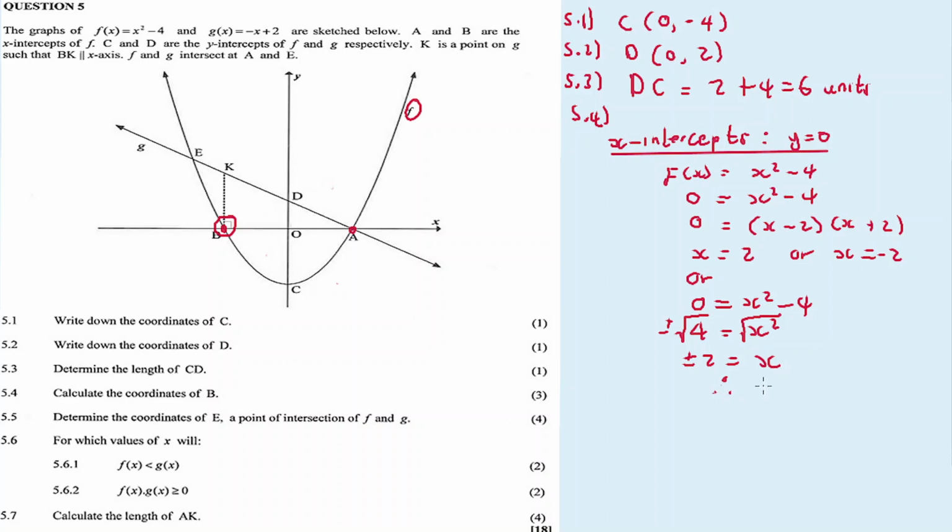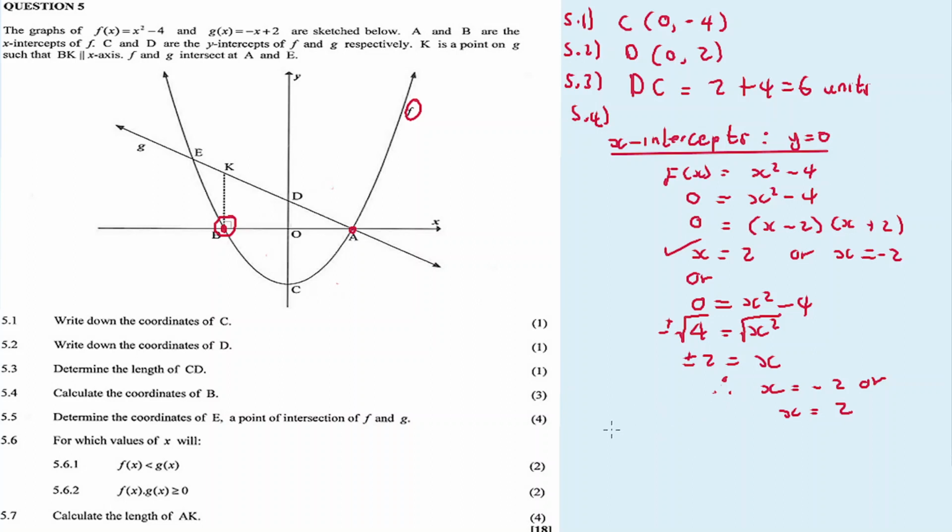Therefore x is equal to what? x is equal to minus 2, or x is going to be equal to positive 2. So there are two approaches, pick your poison. I prefer this one, the difference of two squares, because it is straightforward and easier that way.